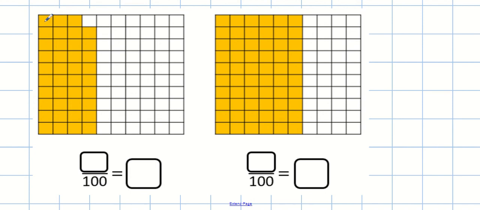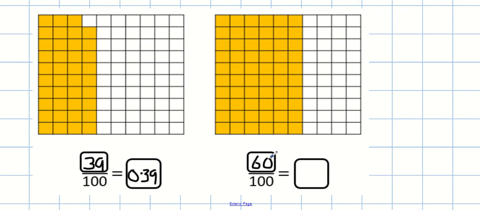Well, here I know I've got 10, 20, 30, 39 squares shaded, so 39 hundredths. And I know then that as a decimal, 30 hundredths is 0.3, and then my 9 hundredths is going to go on the end, so it's going to be 0.39. Here I have 1, 2, 3, 4, 5, 6 tens all shaded, so that's going to equal 60 hundredths.